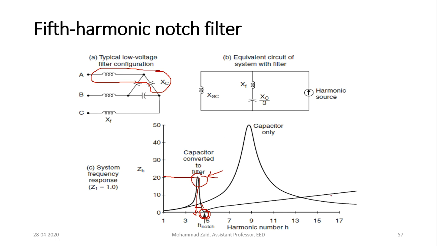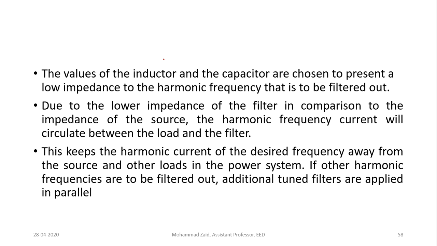So that means passive filter design is very simple. You can have L and C components and you can design accordingly. The values of inductors and capacitors are chosen to give a low impedance path. Due to the lower impedance of the filter, the harmonic currents will circulate between the load and the filter. This keeps the harmonic current of the desired frequency away from the source, as I have already told you.